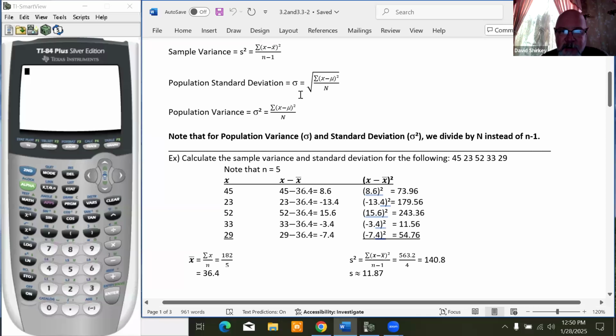For the population, instead of s, population standard deviation is represented by the letter sigma, which is the square root of, in the numerator, the sum of, that's summation notation, in parentheses, x minus mu, close the parentheses, squared, divided by the population size, referred to with the capital N. And then if you square that and get rid of the square root, you have what's called the population variance, the sum of x minus mu in parentheses squared, divided by N.